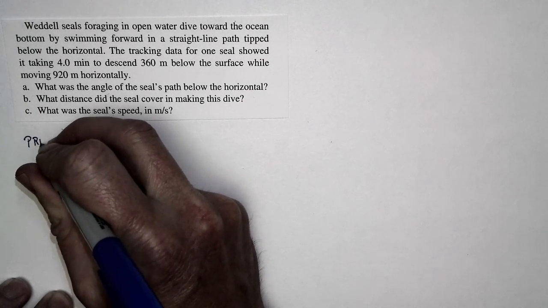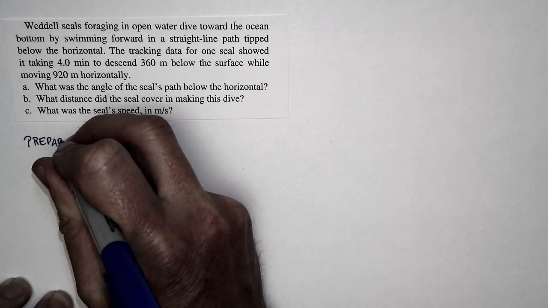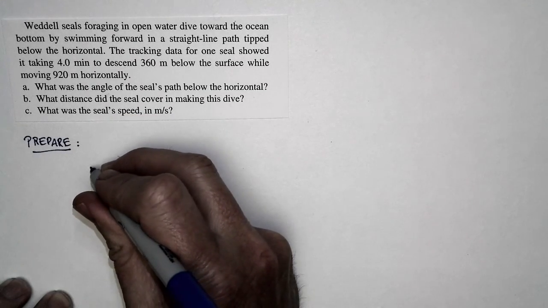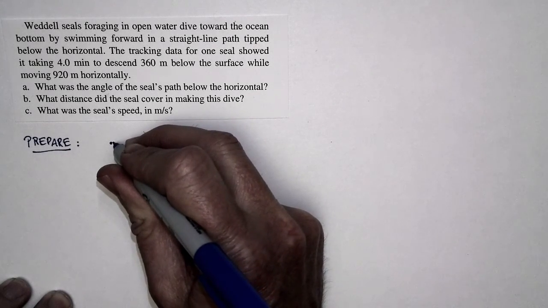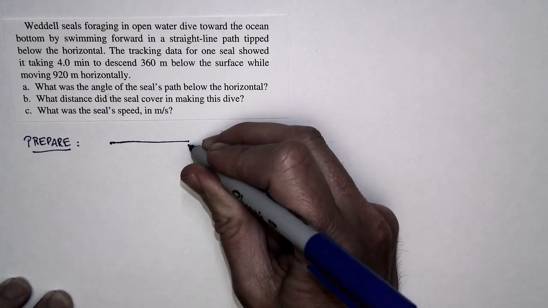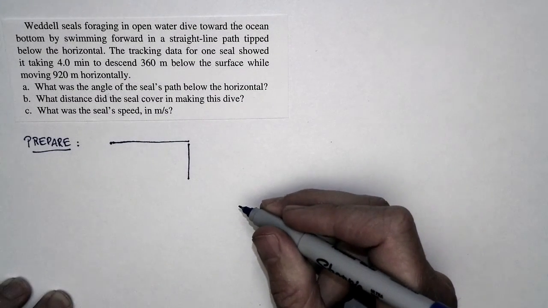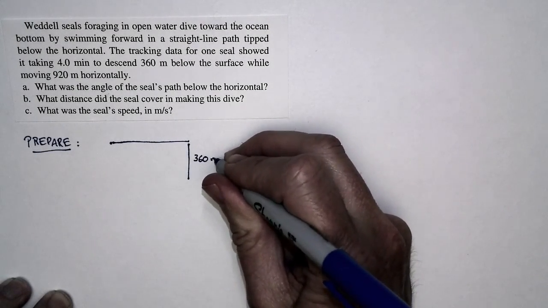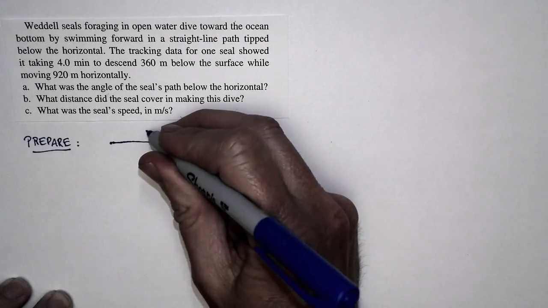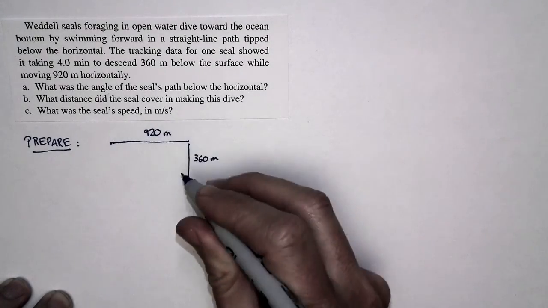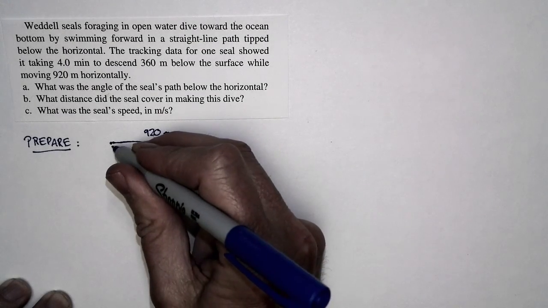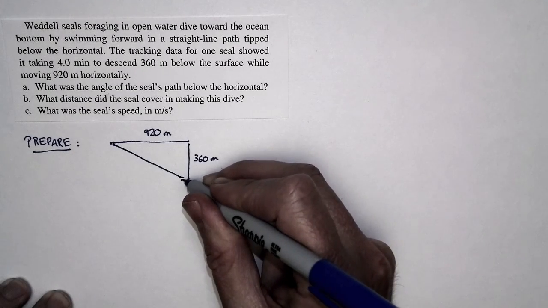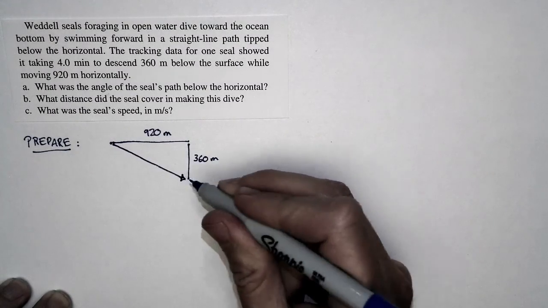Well, to prepare, let's draw a picture of the motion, and then let's think about what we're expected to answer. Okay? So the seal starts here, and it moves 920 meters horizontally. Meanwhile, it dives a distance of 360 meters vertically. But it does this on a straight line path. And the straight line path goes like this. So this was the actual motion of the seal.